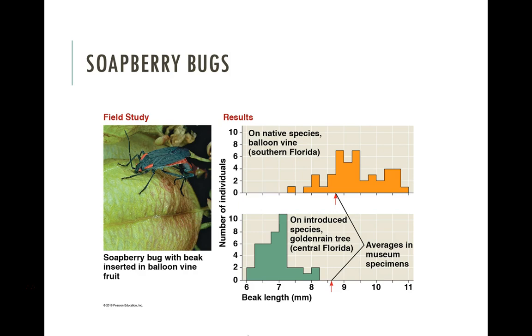They found that those now feeding on the golden rain tree had a change in their environment, and the population has responded to this by decreasing their beak size. You can see the average size. The balloon vine species are much larger. The golden rain tree species are much smaller. So this is showing that even in a short amount of time, a population can change in response to its environment. In this case, it was a food source.